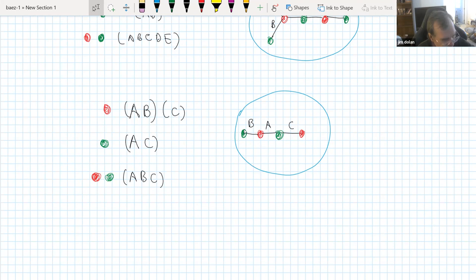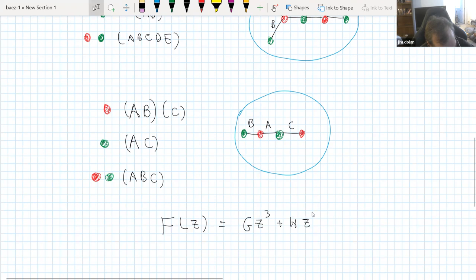I may start to panic because I'm trying to do it quickly here, but basically we're going to quit very, very soon. And then the next time we'll try to pick up right at this spot or very close to this spot. But let me just think about it for a second. So I'm going to have this polynomial F. And what am I trying to say? It's going to be F of Z equals G times Z cubed plus H times Z squared plus J times Z plus K.